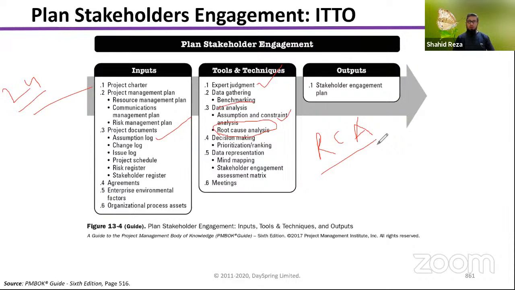What does it mean by root cause analysis? Root cause analysis. Is anyone doing root canal? Root canal. So what is root cause analysis and why is it required? Any suggestion?